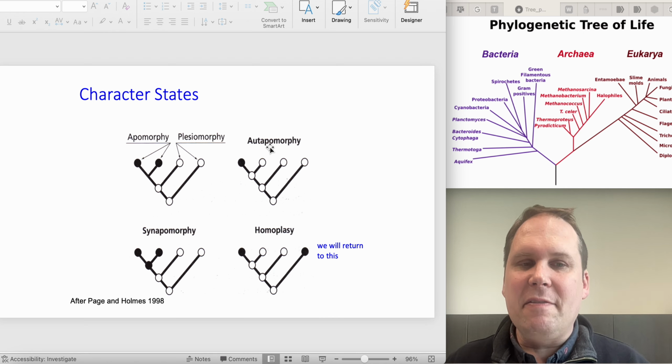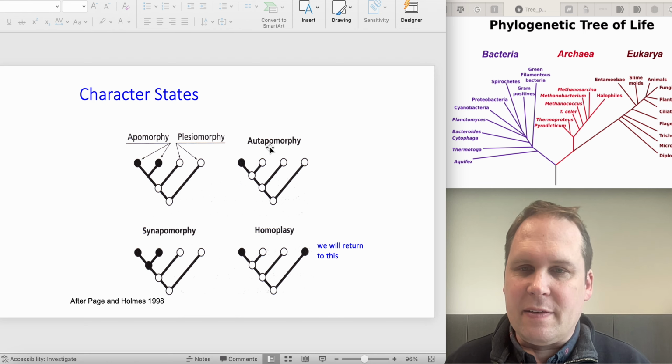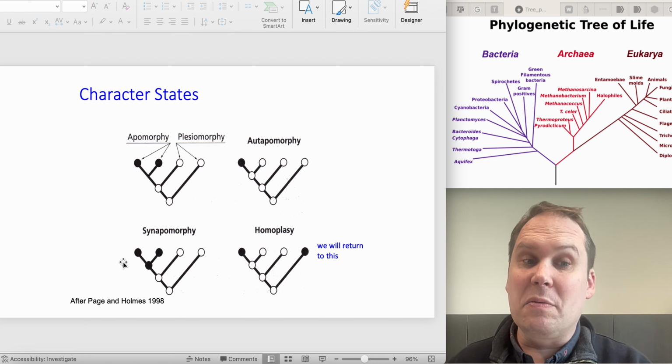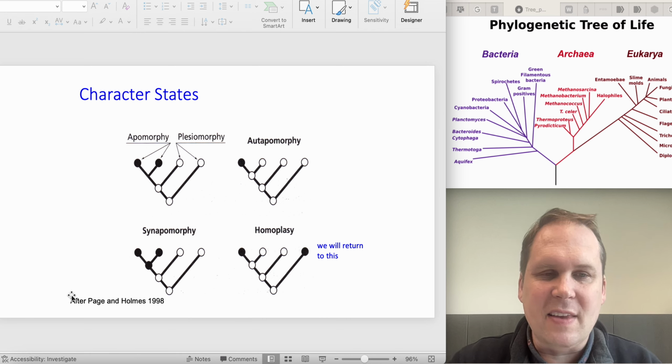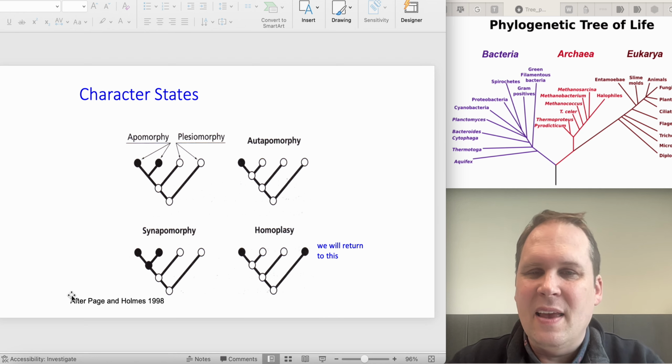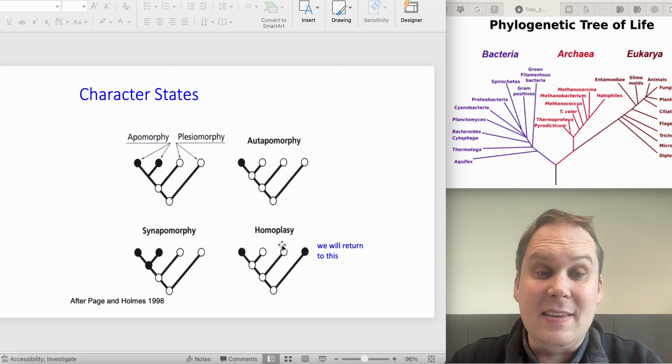So it's derived, but it's not shared. A synapomorphy is derived and shared among a group. And so a synapomorphy is wonderful for defining particular groups. You can say all crocodiles have various features. And then homoplasy.